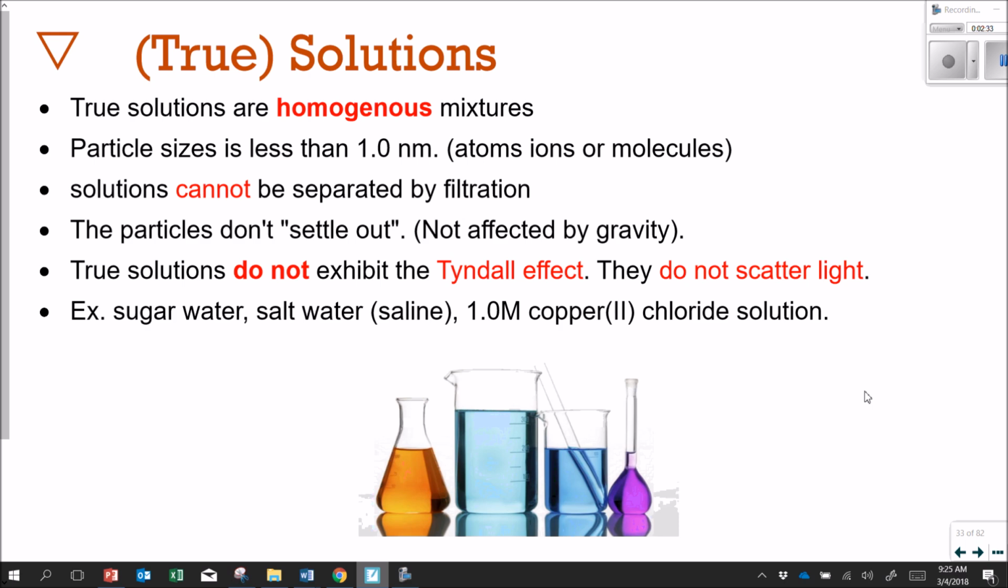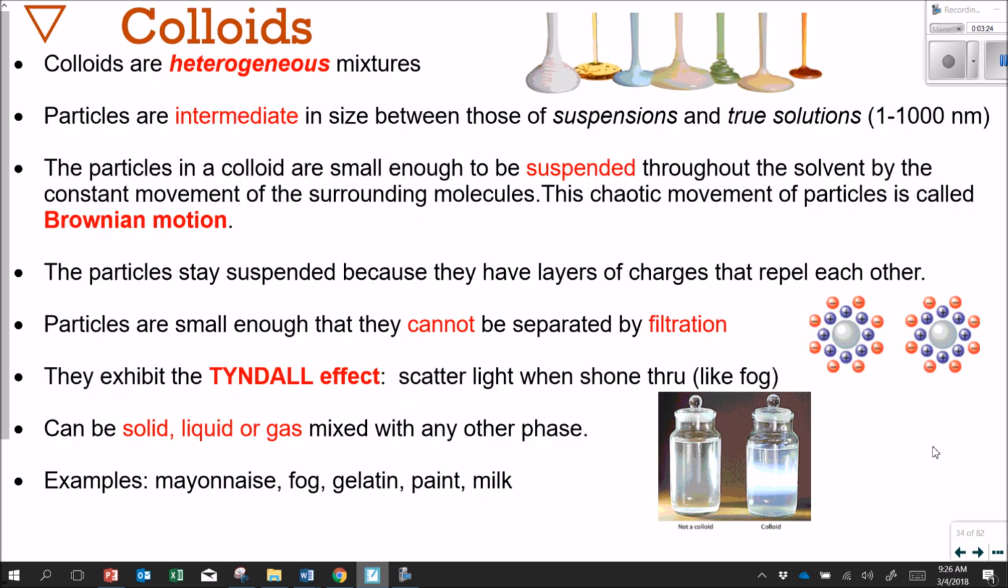Let's look at the characteristics of true solutions. True solutions are homogeneous mixtures, which means that they are uniform throughout. The particle size is less than a nanometer, which means they are atoms, ions, or molecules. Solutions cannot be separated by filtration. The particles don't settle out. That is, they're not affected by gravity. True solutions do not exhibit the Tyndall effect. The Tyndall effect is the scattering of light. We'll look at that a little more when we look at colloids. Some examples will be sugar water, salt water, which is also called saline, a 1 molar solution of copper 2 chloride.